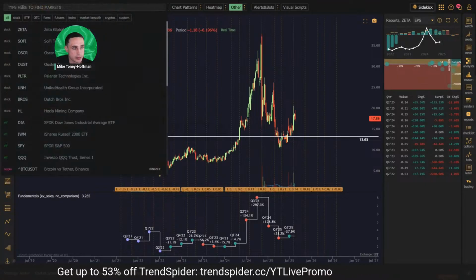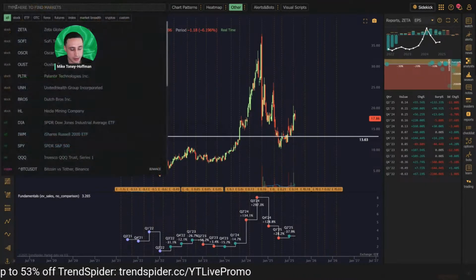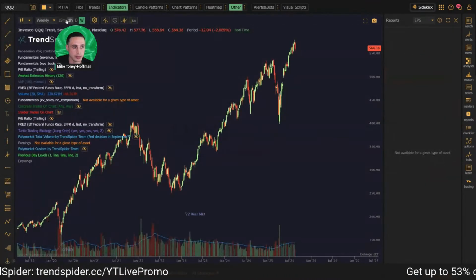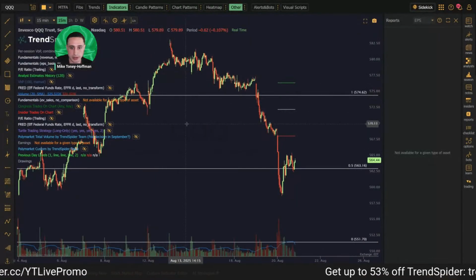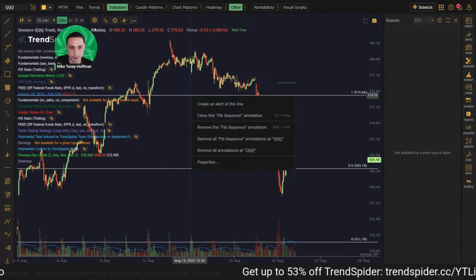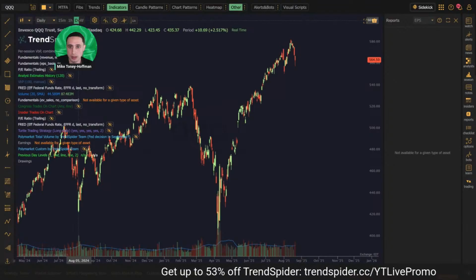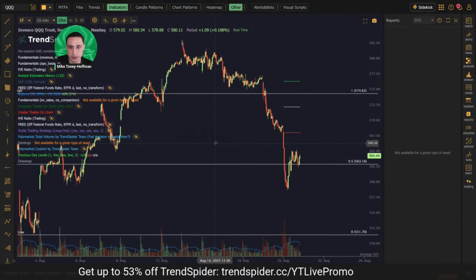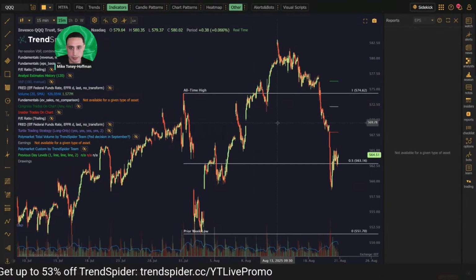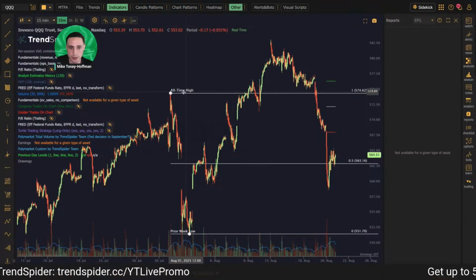What else we got going? Let's check out how the Qs are doing today. I always default to SPY, but let's see what's good with the Qs. What is this? Like Fibonacci's or something here. Looks like these are kind of old fibs at this point.